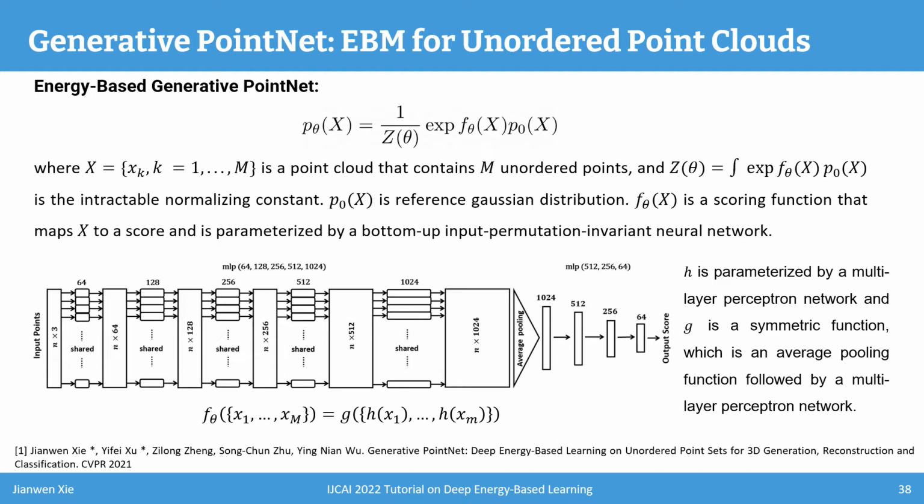Energy-based generative PointNet is an energy-based model for unordered point clouds, with the energy function parameterized by a well-designed input permutation invariant bottom-up network. The MLE training of the model follows analysis by synthesis. The input permutation invariant bottom-up network, F, first takes all unordered points as input, encodes each point into features by a multi-layer perceptron, MLP, and then aggregates all point features into a global feature by average pooling, and eventually outputs a scalar by another MLP.